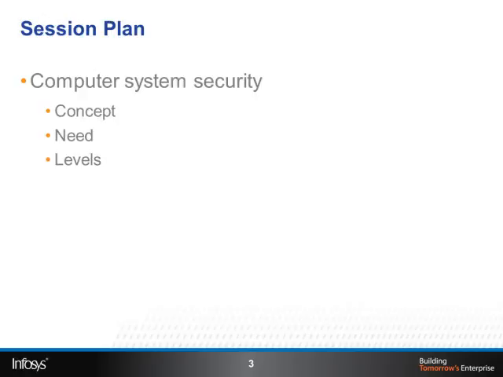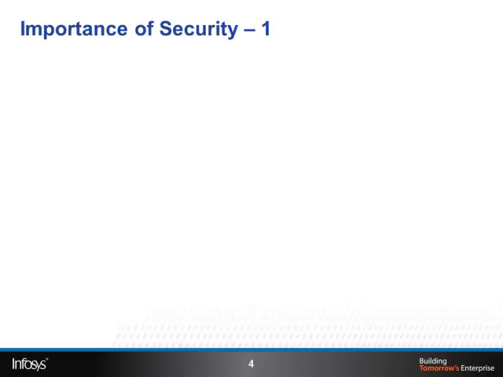In this session, we will discuss the concept of computer system security, which consists of physical security and operating system security, the need for computer system security, and the different levels of computer system security. Let us see why security is important.